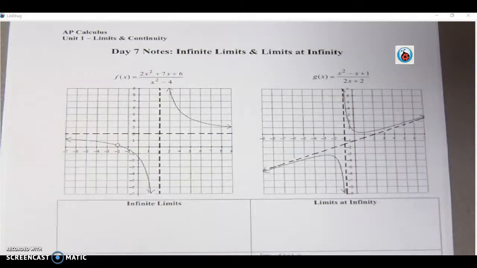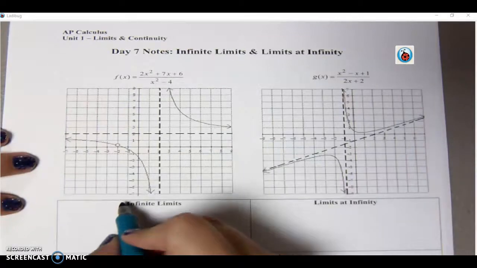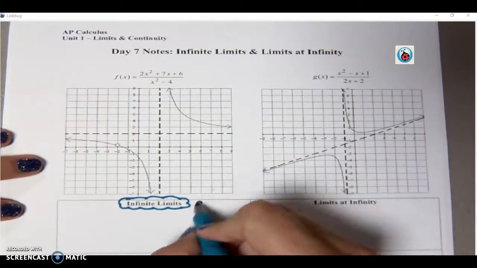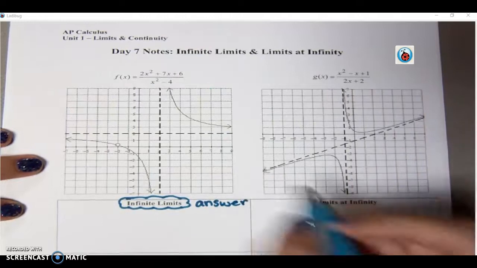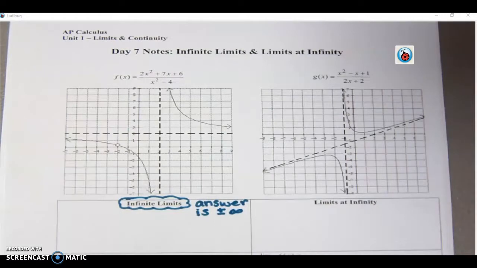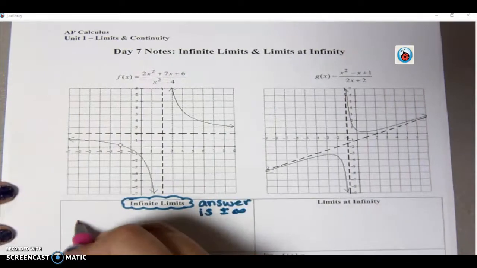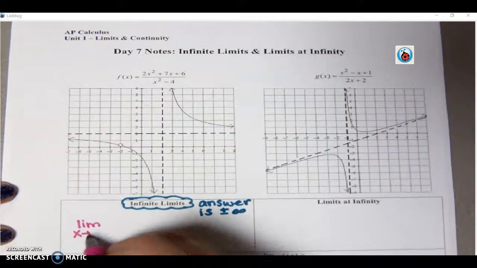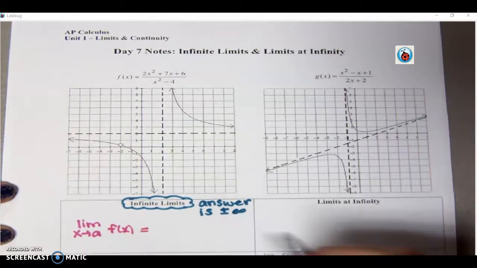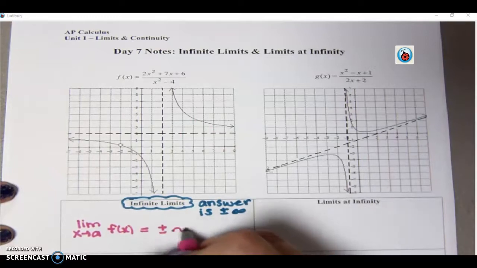So today we're going to be talking about day 7, which is infinite limits and limits at infinity. The difference there: when we're talking about infinite limits, our answer is going to be either positive or negative infinity. So when your limit looks like the limit as x approaches some number a of f of x, and our answer is positive or negative infinity.